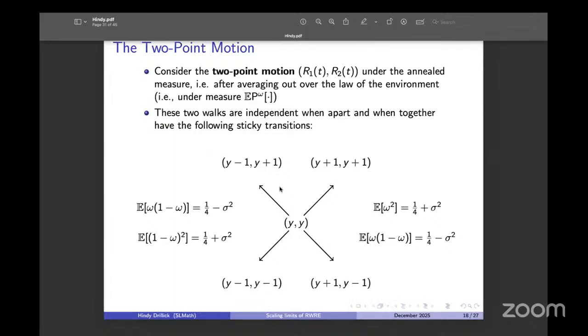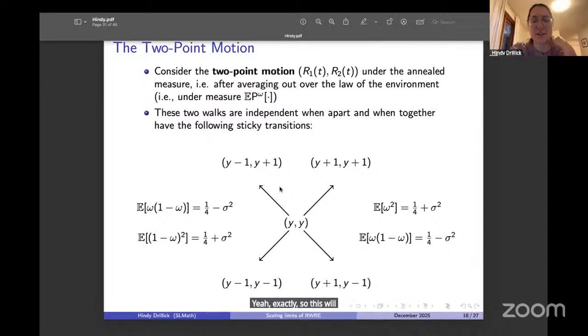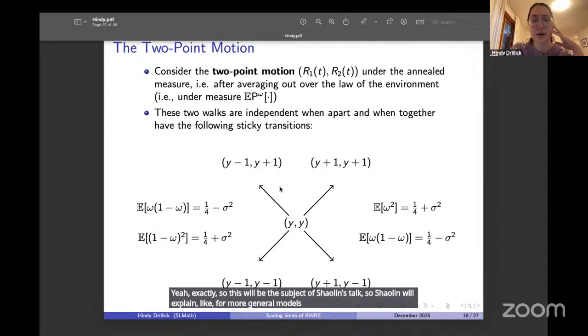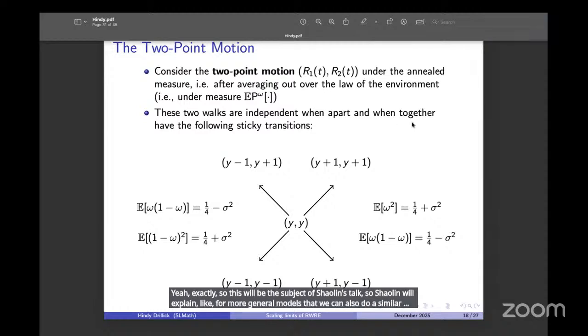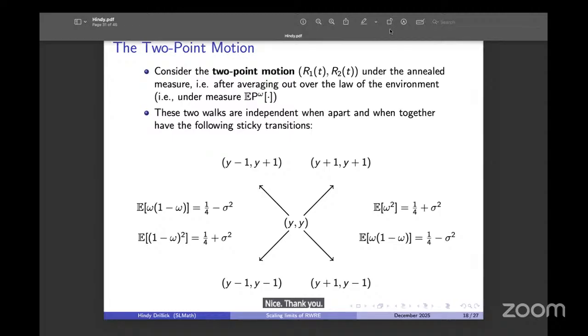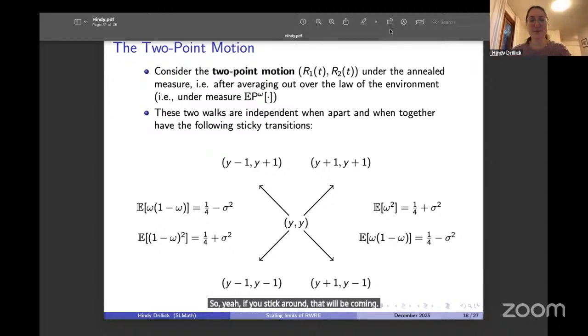Would it be possible if your lattice is no longer discrete, say you consider random walk in random environment on the real line? Yeah, exactly. So this will be the subject of Shalin's talk. Shalin will explain that for more general models, we can also do a similar thing. Nice. Thank you. Stick around, that will be coming. Thank you.